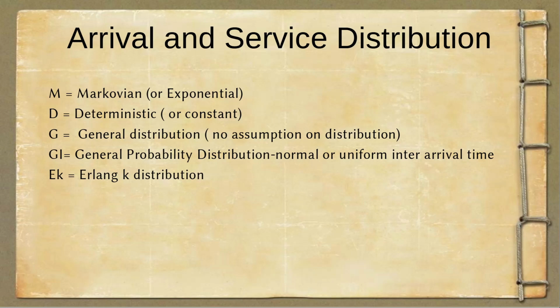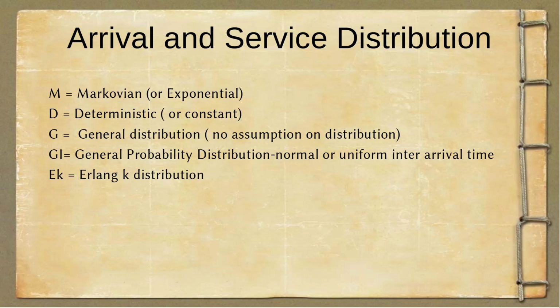So what are the kinds of arrival and service distributions that we can have? The first one of course is the Markovian or the exponential distribution. D is deterministic where the arrival and the service time distributions are constant. That is, the arrival and service time is constant.